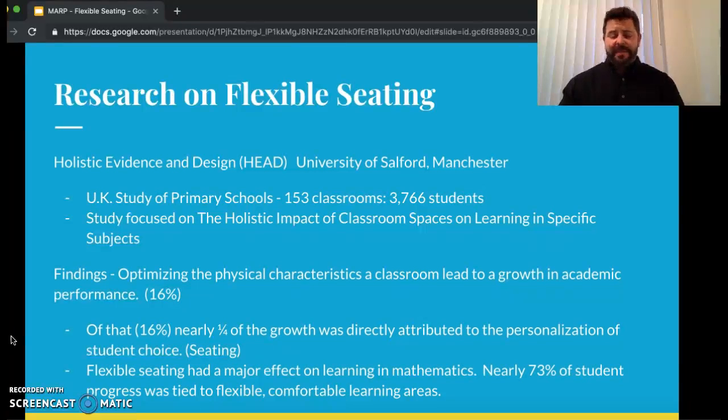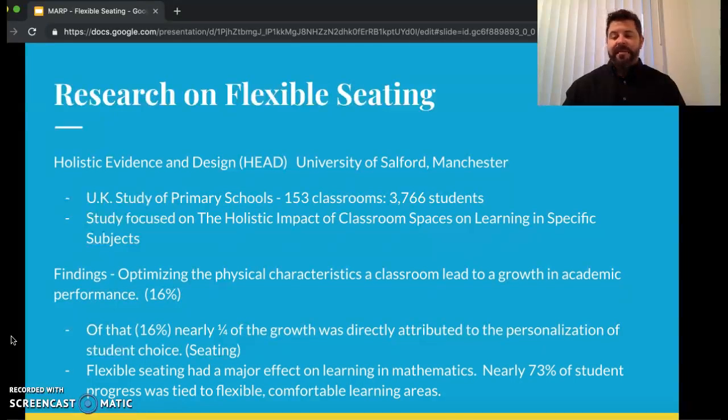Now to the research. I read through a few studies, but one specifically out of the UK, with four doctors from the University of Salford. They looked at a lot of classrooms, almost 4,000 students. Their project was called the Holistic Evidence and Design Project, or HEAD, and they came to the conclusion that in nearly 16% of classrooms, the physical characteristics of a classroom led to growth in academic performance.